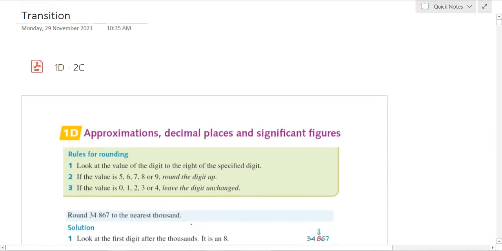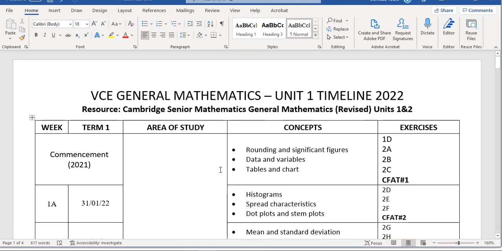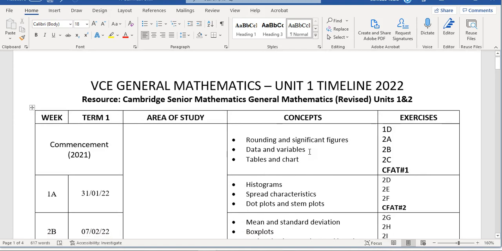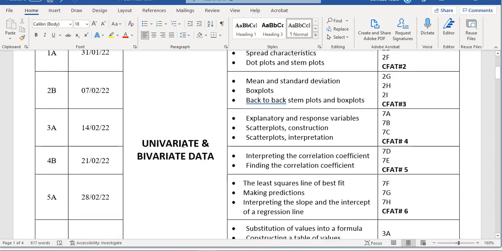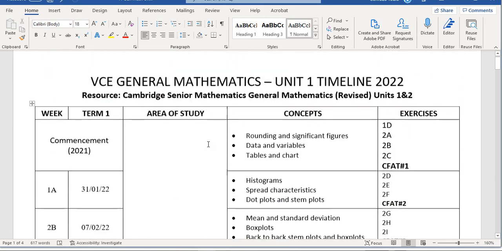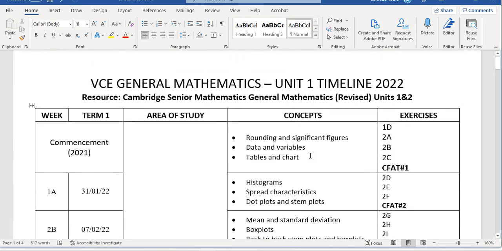All right, so the first topic that you'll be covering, and if you look at our transition notes here, our timeline, is on rounding, significant figures, data variables, tables, and charts. Basically, univariate data and bivariate data. That's what we're going to be focusing on during the commencement.